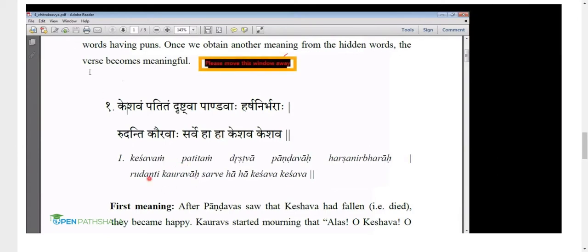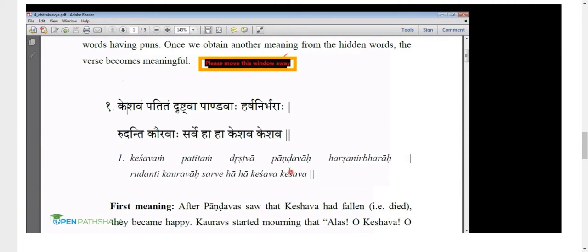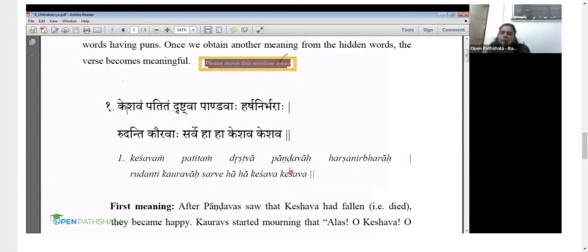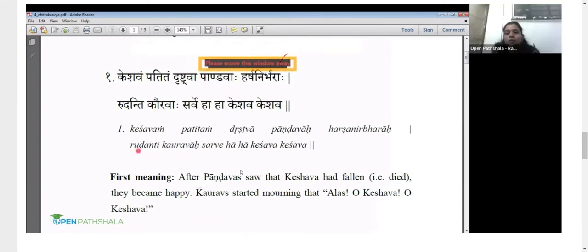What does this Keshava Keshava mean? Ha ha Keshava Keshava. So it means, oh, the body has fallen in the water. The body is Keshava, fallen in the water. You break the word into K and Shava. Clear? So, Kam is another word for water, is it? Yes, Kam is another word for water. Okay, thank you.